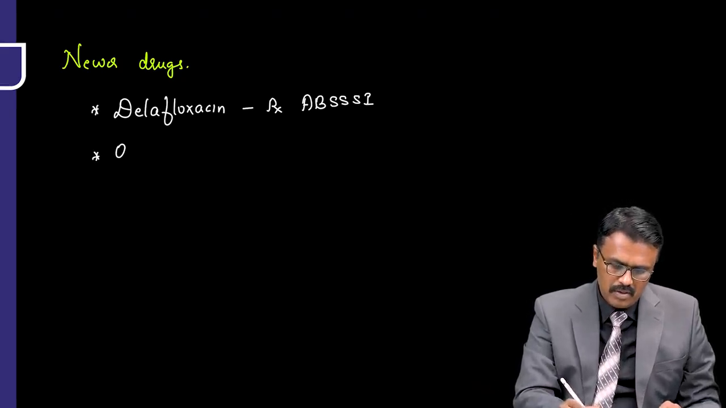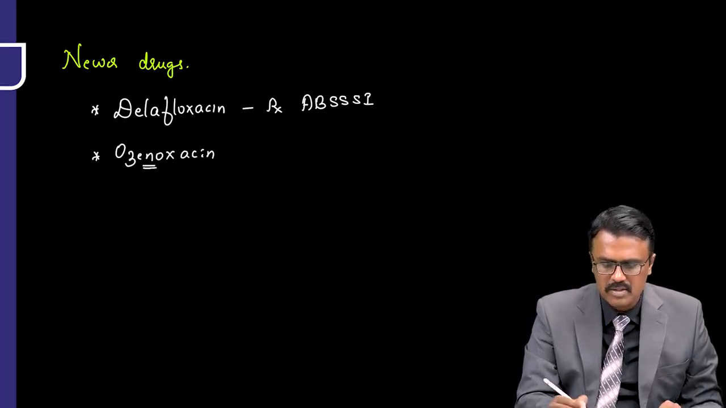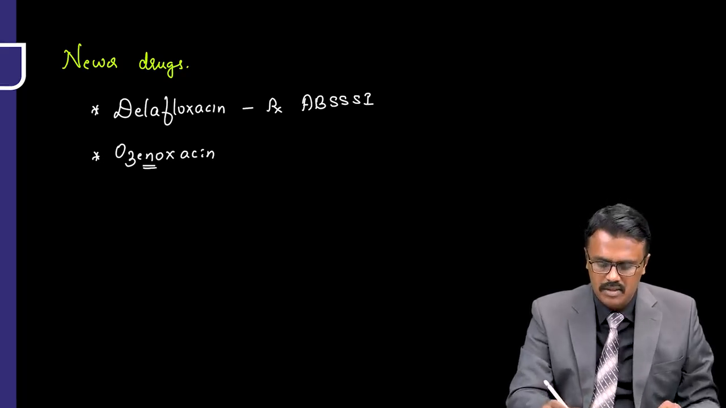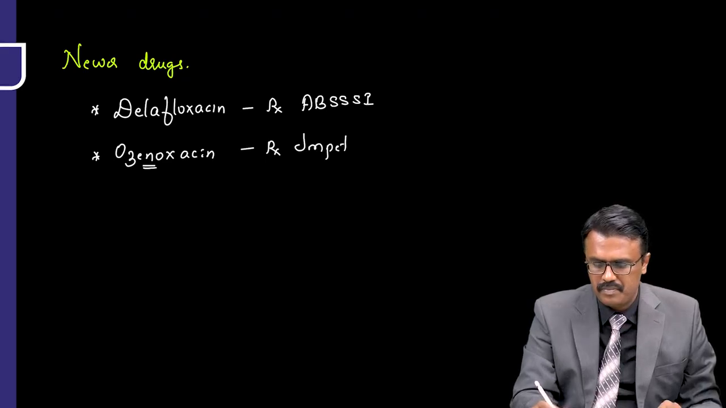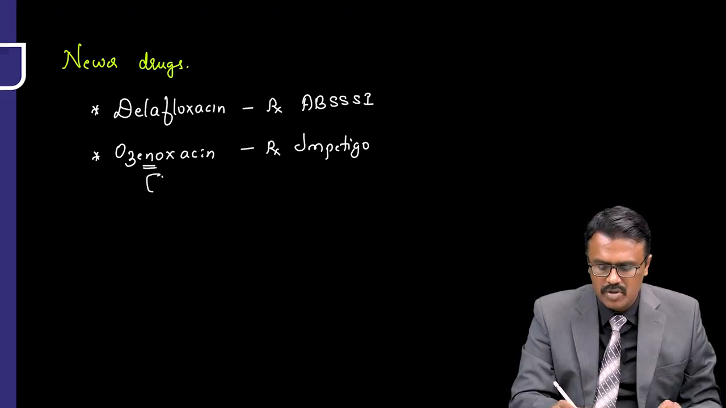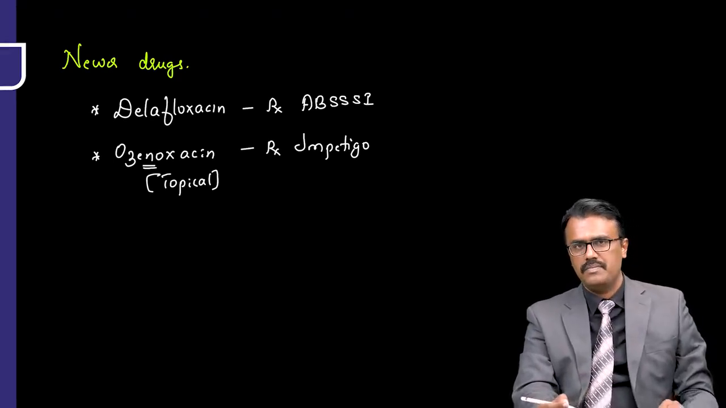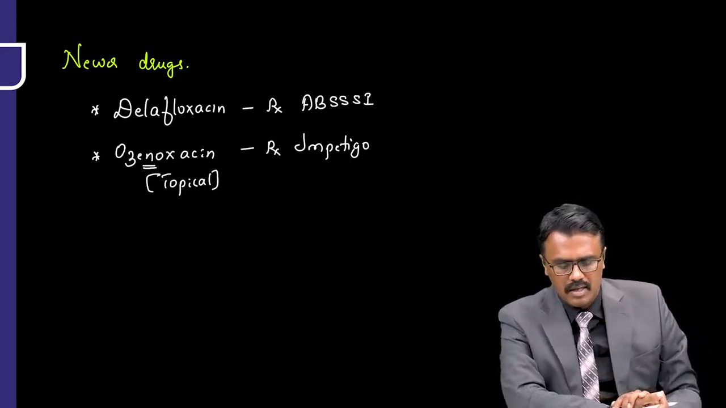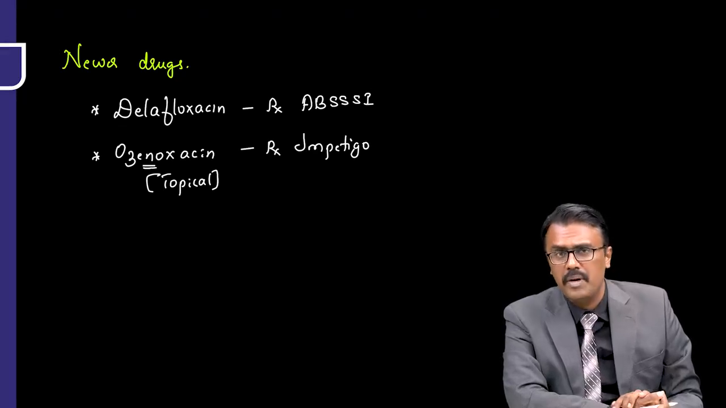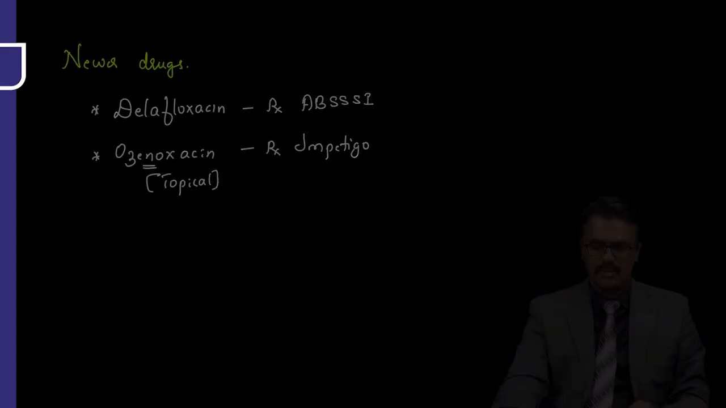Then we have another drug called ozenoxacin. Ozenoxacin is used to treat impetigo, and it is used topically. Impetigo is usually caused by Streptococcus pyogenes, and we use topical ozenoxacin to treat it. These are the newer drugs in fluoroquinolones.